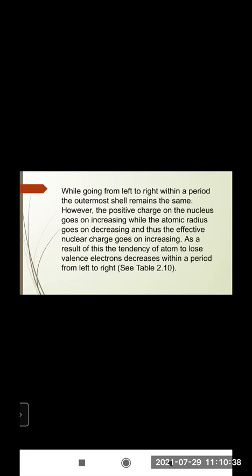However, the positive charge on the nucleus goes on increasing while the atomic radius goes on decreasing, and thus the effective nuclear charge goes on increasing. So because of this, what happens here? As a result, the tendency of the atom to lose valence electron decreases within a period from left to right.